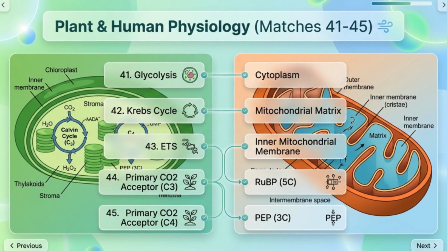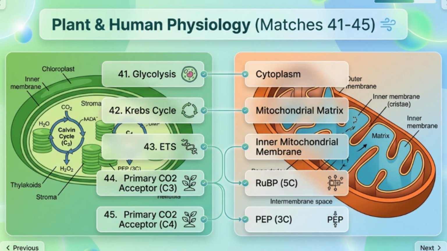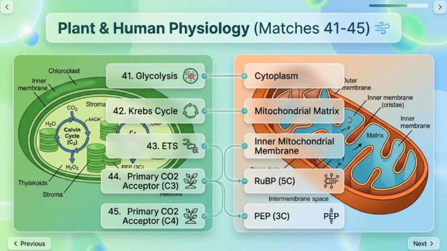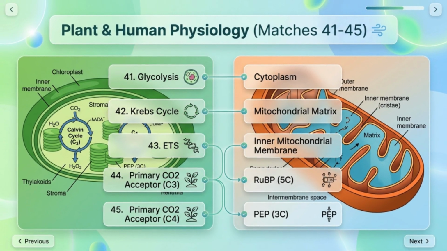Next, physiology pathways. Glycolysis takes place in the cytoplasm. Krebs cycle occurs in the mitochondrial matrix. The electron transport system is located in the inner mitochondrial membrane. The primary carbon acceptor in C3 is RuBP. The primary carbon acceptor in C4 is PEP.